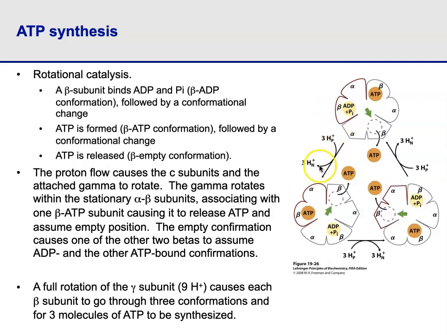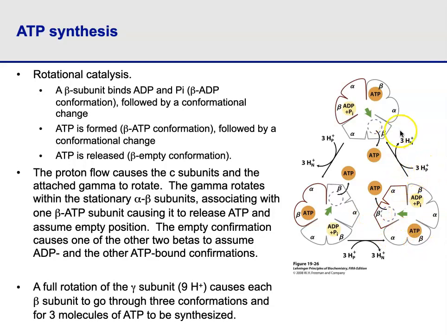Now, another set of 3 protons will pass through, which will move the gamma from the empty to the ATP bound, will cause a conformational change, will disrupt basically its affinity for ATP. ATP will be released. The one that was bound to ADP and Pi will, through the conformational change, lead to a synthesis of ATP, and the one that was empty will be populated with ADP and Pi. And then a third set of 3 protons will pass that will get the conformation back to where we started.